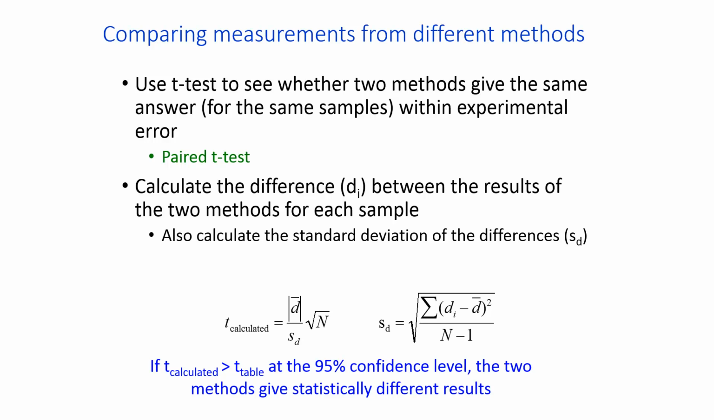So we would calculate the standard deviation using the equation shown there, and then we would calculate a t-value using the standard deviation of the differences and the average deviation. And then do the same comparison as before. Compare our calculated one to the tabulated one.